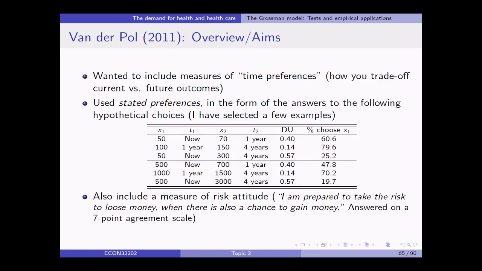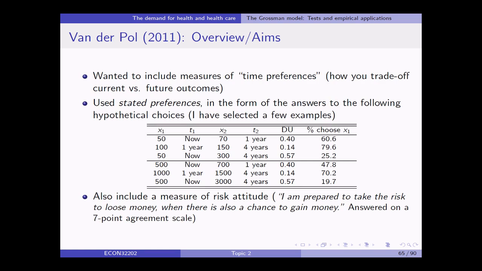So I'll go through these studies in a little bit of detail and we'll have a quick break. So the study Van der Pol did wanted to see whether time preferences affected the relationship between education and health.